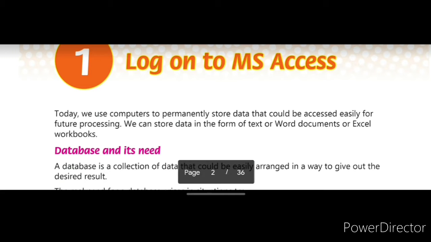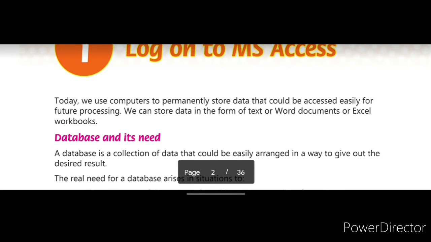So why do we use computers? To store some data for our future processing. Permanently we can store data in the computer. Okay, so how do we store data in the computer? By using the form of text or Word documents or Excel workbooks. Okay, so these are all the types for storing data in the computer. MS Word you all know, right? Or Excel workbooks. These are also the MS Office package.